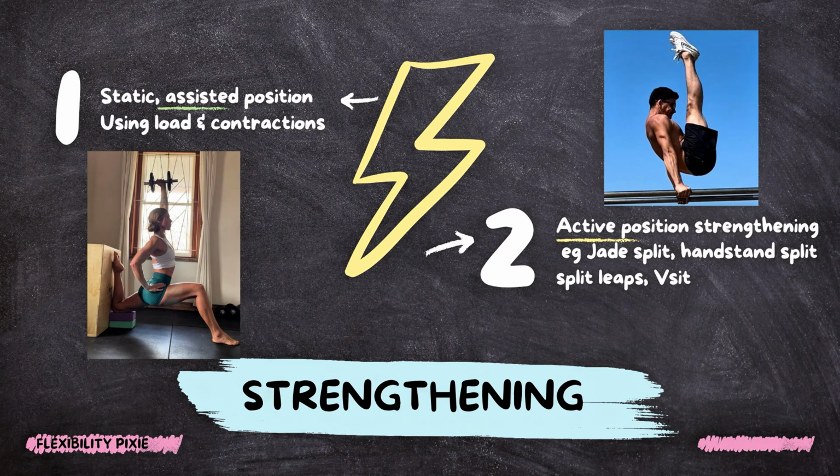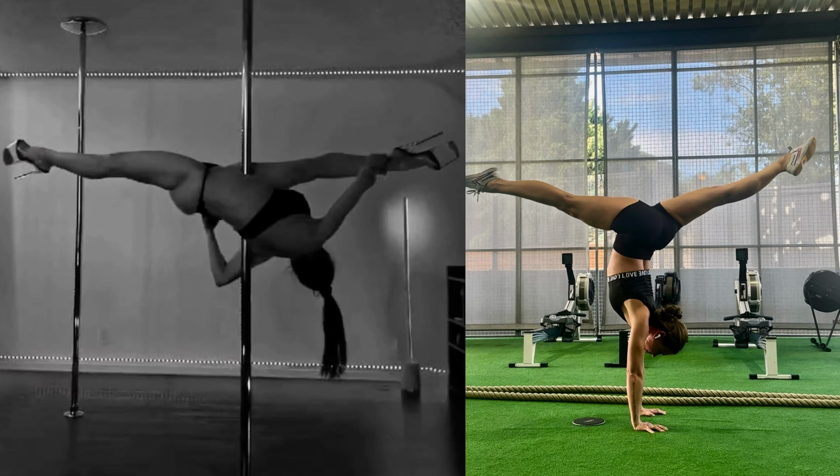There are two things that we can look at when we're thinking about strengthening our end range. Firstly, strengthening in supported or assisted ways, for example, when we're on the floor or on blocks and using load. And the second thing is when we're displaying active positions where we ourselves are contracting the muscles to bring us into the end range. An example of this would be a jade split or handstand split, split leaps, inverted splits, all the things where we don't have our hand bringing us into the position.